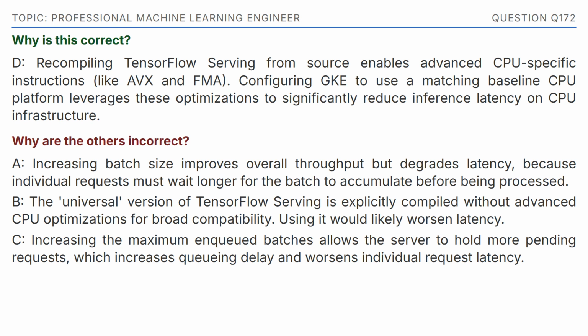Why are the others incorrect? A. Increasing batch size improves overall throughput but degrades latency, because individual requests must wait longer for the batch to accumulate before being processed. B. The universal version of TensorFlow serving is explicitly compiled without advanced CPU optimizations for broad compatibility. Using it would likely worsen latency. C. Increasing the maximum in-queued batches allows the server to hold more pending requests, which increases queuing delay and worsens individual request latency.